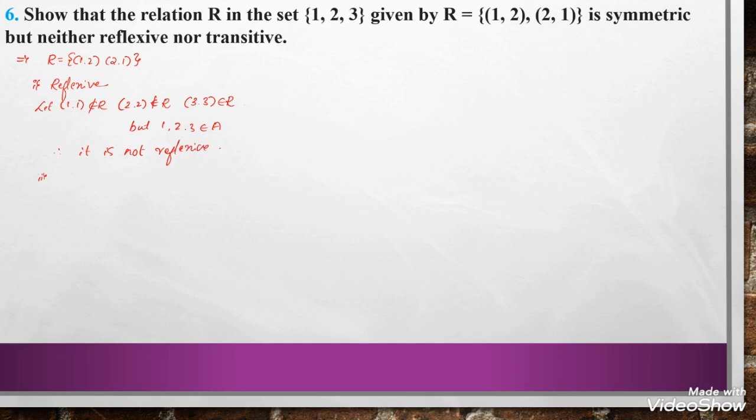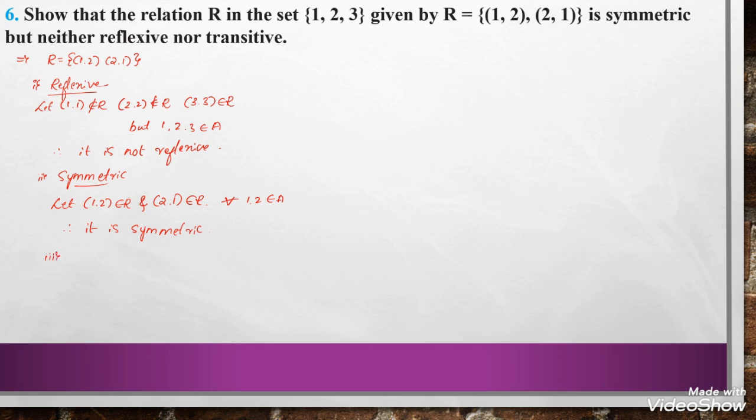Second one, that is symmetric. Let the relation (1, 2) belong to R and (2, 1) also belong to R. Therefore, for every (1, 2) it is also belonging to the set A. Therefore, it is symmetric. Okay, it is symmetric.